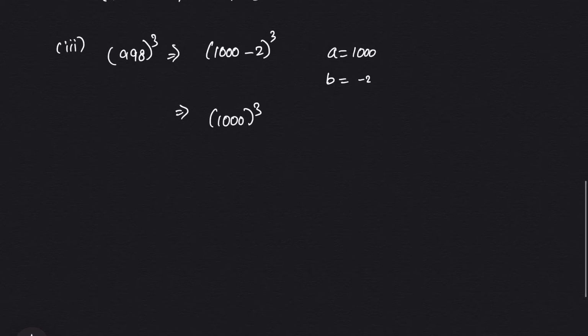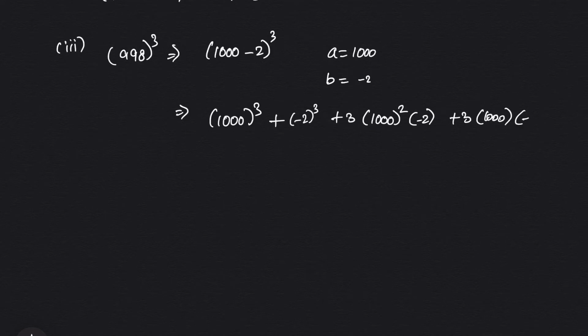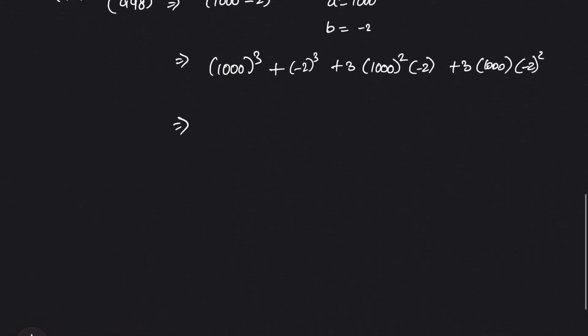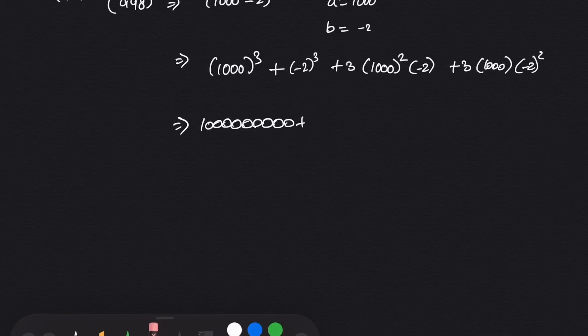So 1000 cube plus (minus 2) whole cube plus 3 into 1000 square multiplied by minus 2 plus 3 into 1000 multiplied by (minus 2) whole square. Then after substituting, 2 cube is 8 but here there is a minus sign. So here also the minus sign. So minus 8, then minus is multiplied by plus, so minus only. 2 cross 3 is 6.